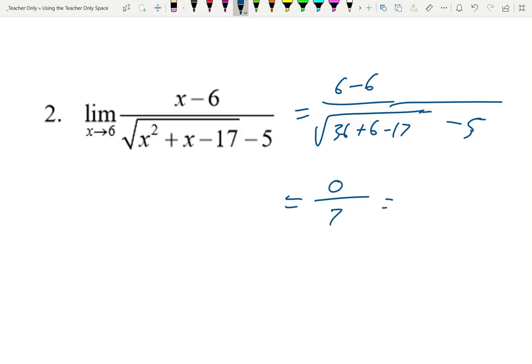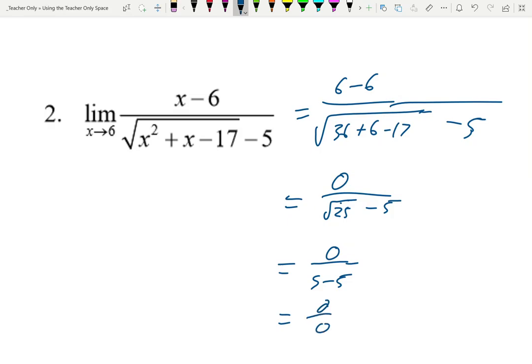0 divided by 7, that's 0. We're done. Okay, so that's not a big scary thing, 0. But we got to work on this denominator. What is 36 plus 6? That's 42. 42 minus 7, 25. So that's the square root of 25 minus 5. So this would be 0 divided by 5 minus 5, 0 over 0. It's almost like a math professor made this up specifically so it would be 0 divided by 0. It's crazy how these things always work out in the notes.